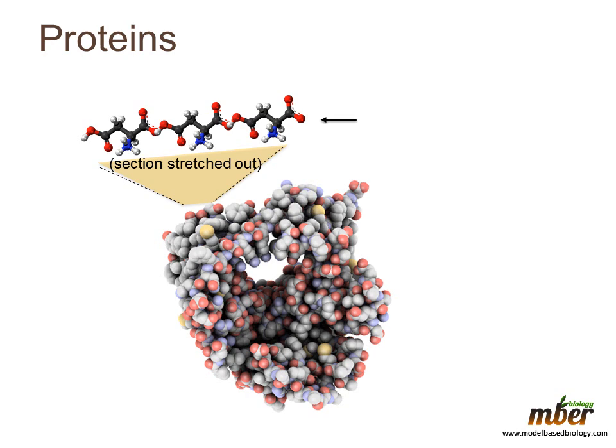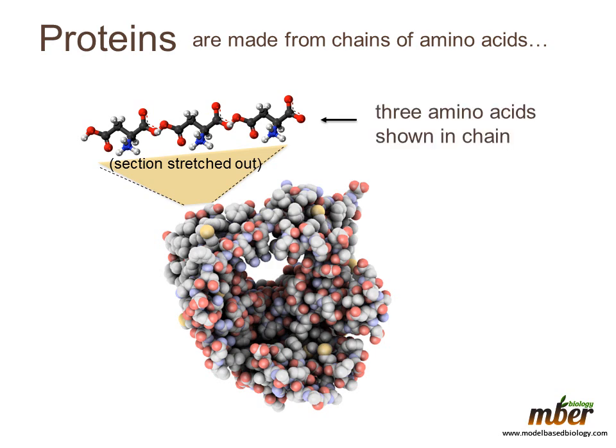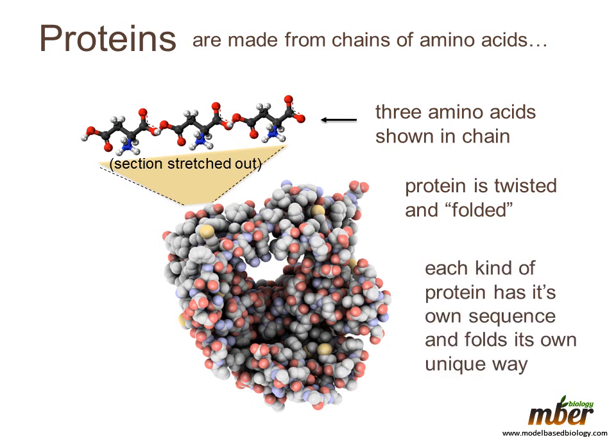And again, what's kind of amazing, there's just 20 different ingredients, and these are the amino acids. So proteins are made from chains of amino acids. Here you have 3 amino acids shown in this chain. Protein is twisted and folded in on itself, as illustrated by this diagram. And each kind of protein has its own sequence, and it folds its own unique way. And again, there are millions of kinds of proteins.